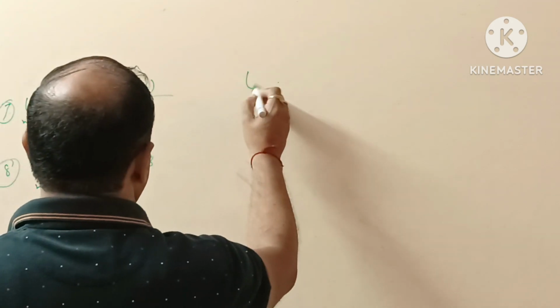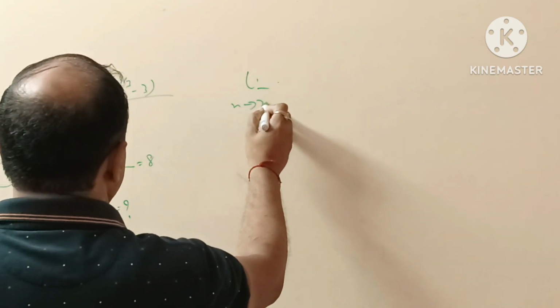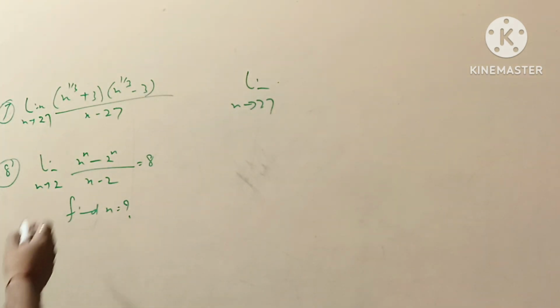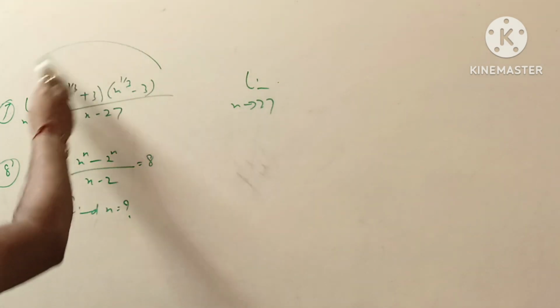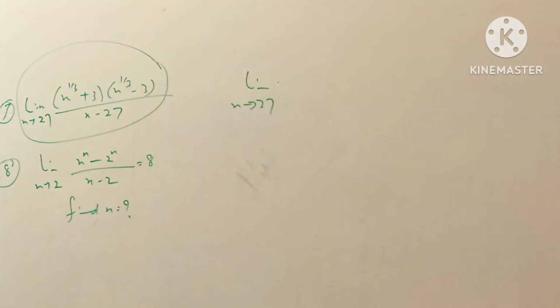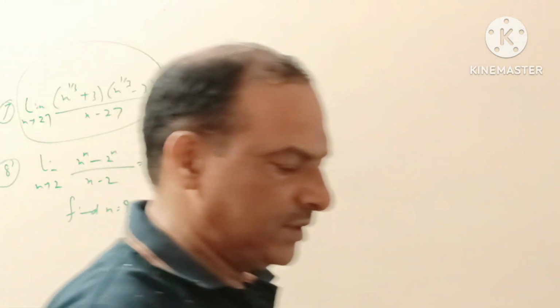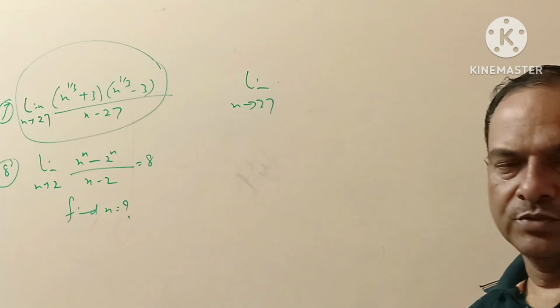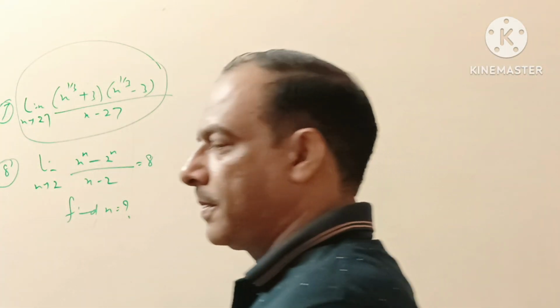This is limit x tends to 27 of (x raised to power 1 over 3 plus 3)(x raised to power 1 over 3 minus 3) over x minus 27. This is the question which we are doing. In this particular question, if you put 27 in x in the denominator, you will be having 0, because 27 minus 27 is yielding 0. What it means is that you have to apply the L'Hospital rule in this particular case again.